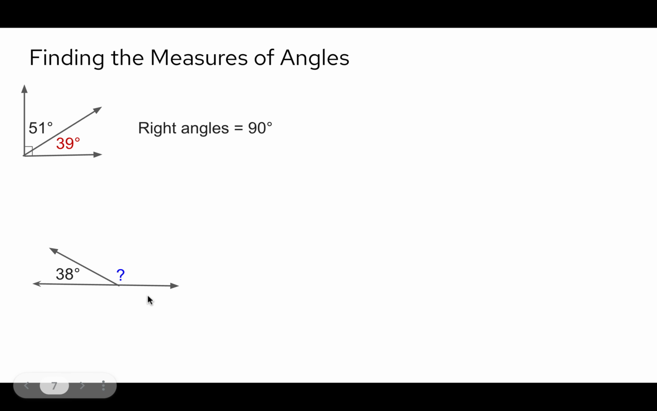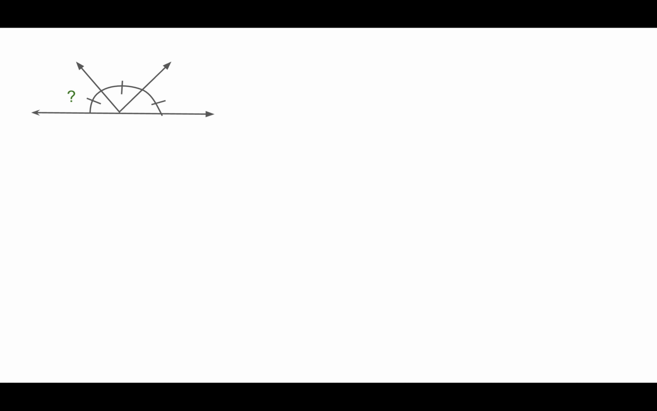In this next drawing, I notice that this is a straight angle, and straight angles equal 180 degrees. So 180 degrees minus my 38 degrees is 142 degrees. So my missing angle is 142 degrees.